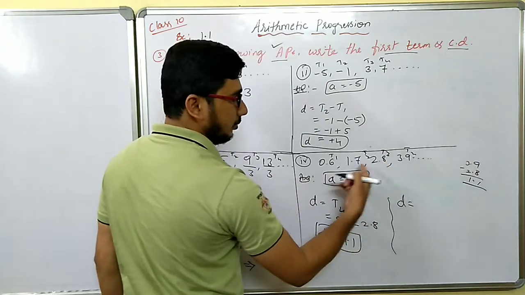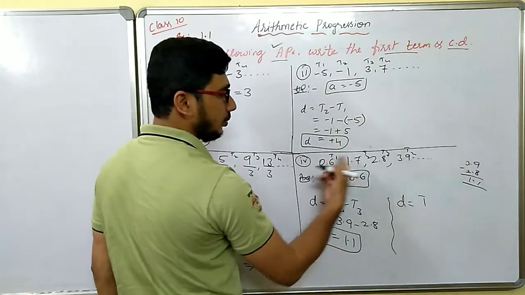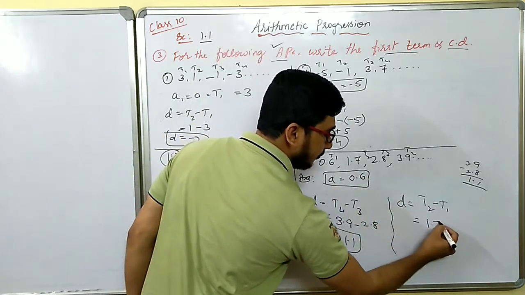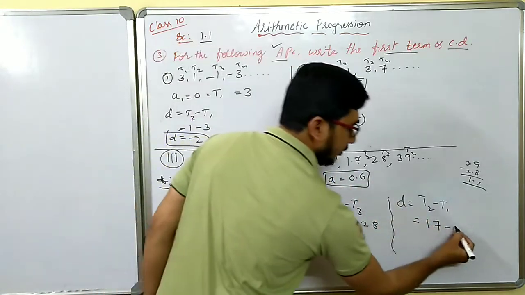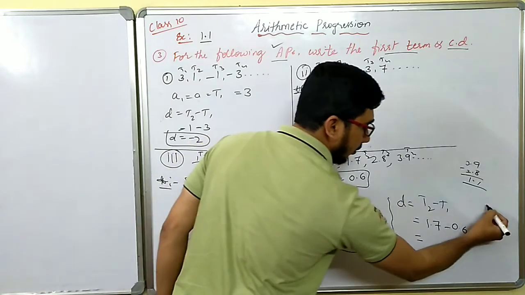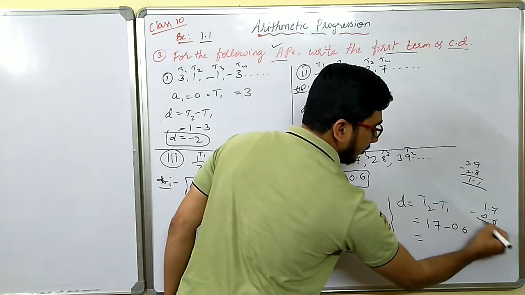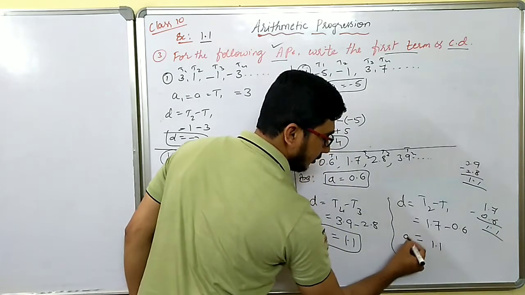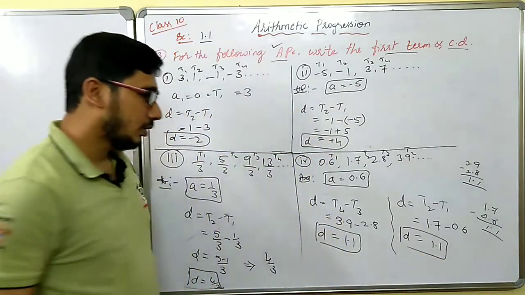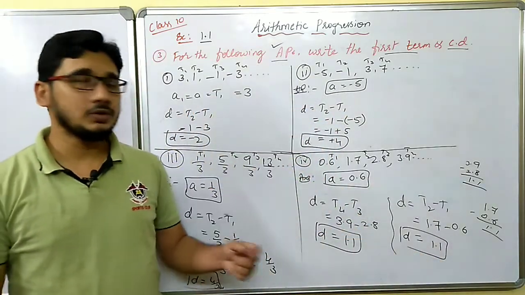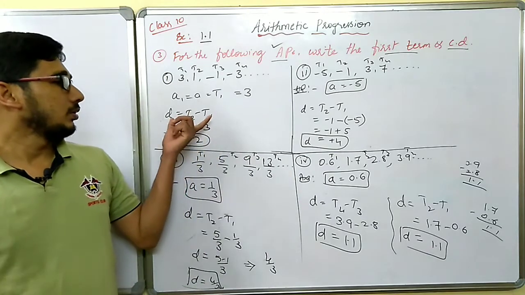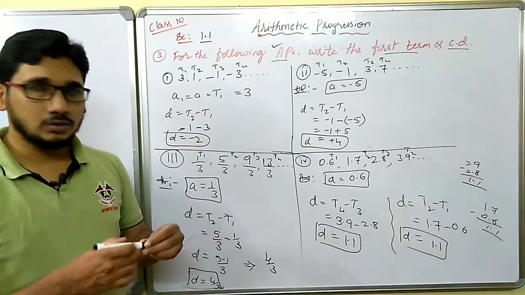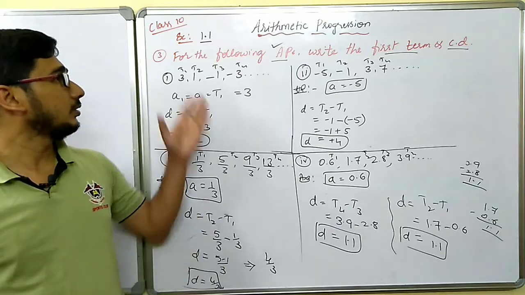If you want, you can check another number also. d is equal to t3 minus t2, I'll take, otherwise t2 minus t1 only. t2 is 1.7, t1 is 0.6. After subtraction, 1.7 minus 0.6 is 1.1. This is the difference. You will get the same difference, whichever formula you take. d is equal to t3 minus t2, you will get the same thing. So we have completed main number 3.